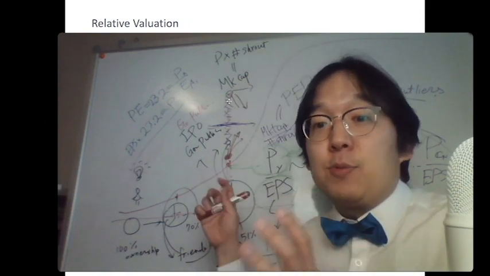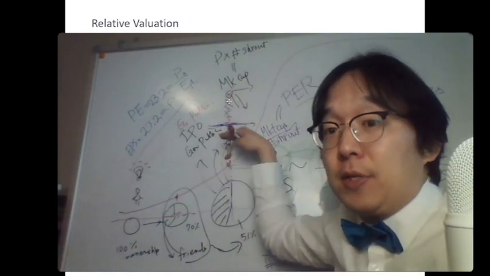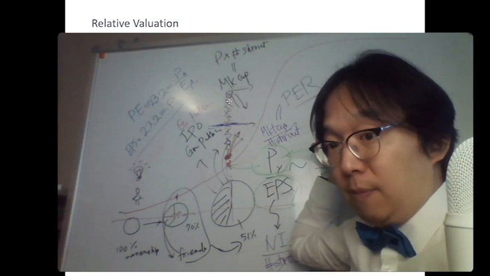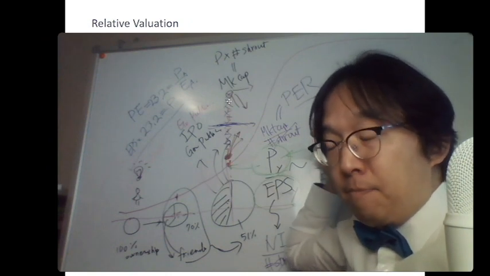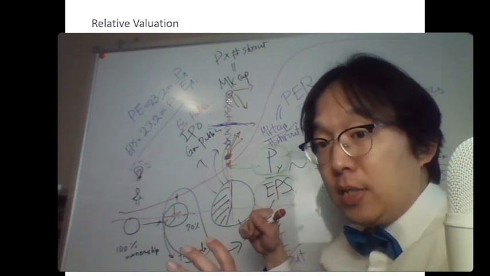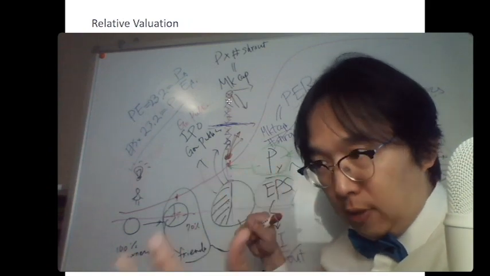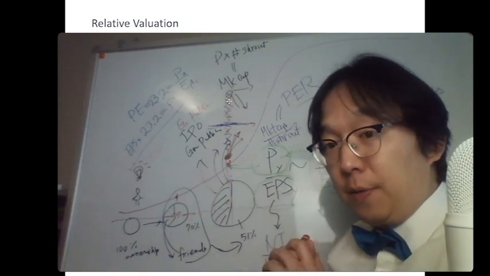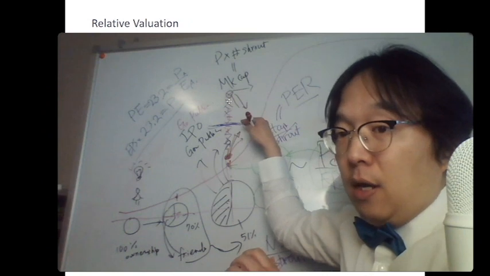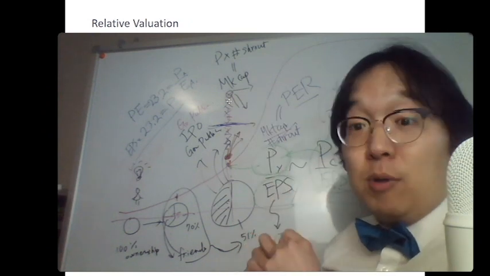In time series, the average level is efficient. That's an interesting distinction between relative valuation versus DCF valuation. In relative valuation, there is no such thing as a bubble or crash.